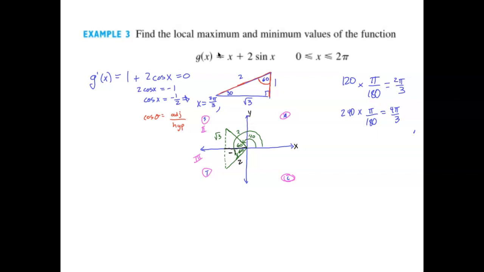Okay, we found the critical values. That was a lot, but we did it. They're 2 pi over 3 and 4 pi over 3. So we have 2 critical values. But this is asking us to find the local max and min. So we're going to do what we did before. Let's put those on a number line.